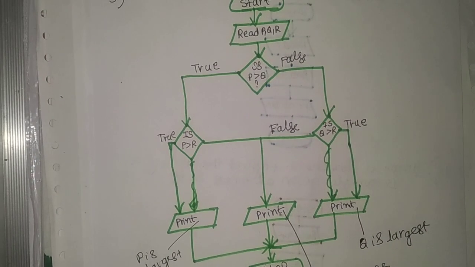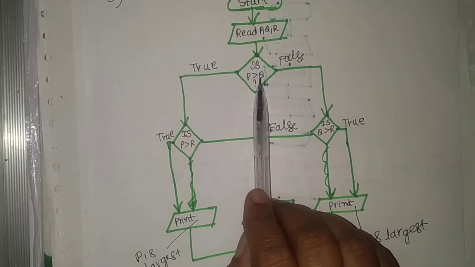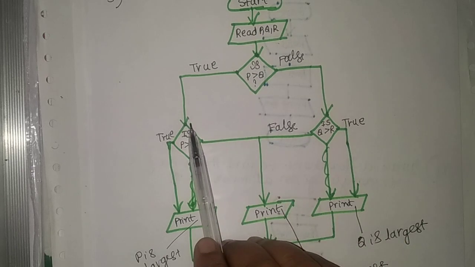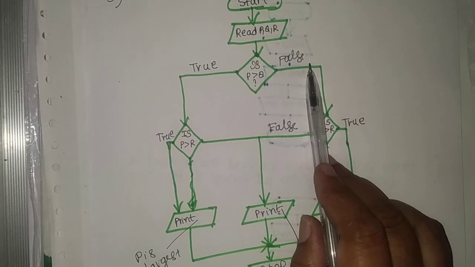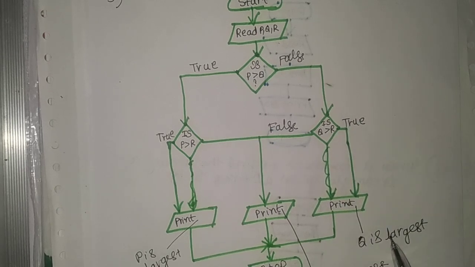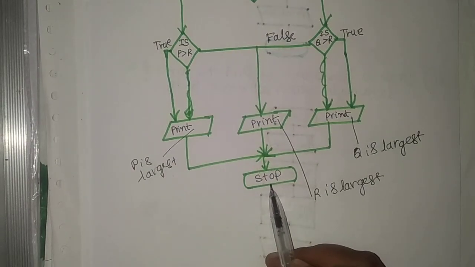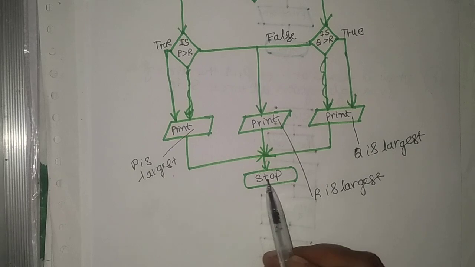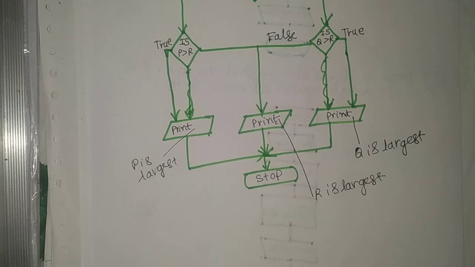Once again I'll explain. Start the problem, read the variables P, Q, R. If P is greater than Q, this condition is true, it comes here. Then again it will check if P is greater than R, then P is largest. If it's false, then it comes here, checks Q is greater than R. Then if it's true, it prints Q is largest. If it's false, it prints R is largest. Last is stop. So this is for the decision making statement. We'll study in detail when we study the particular topics. So this completes the second chapter, that is the flowchart.